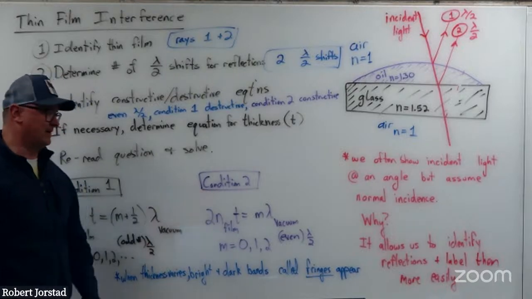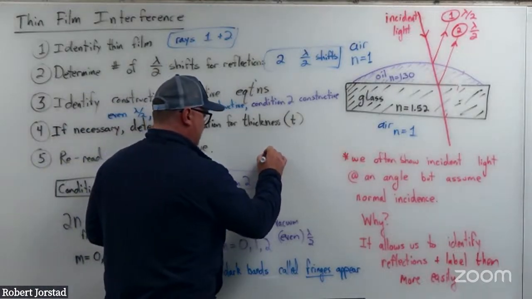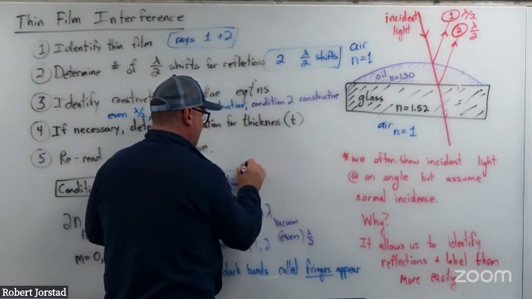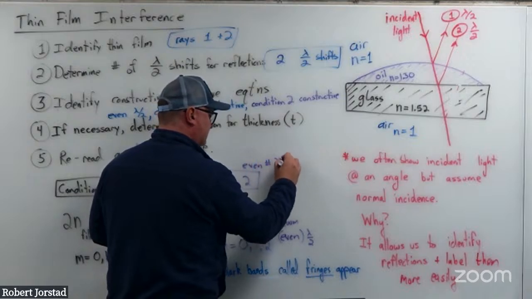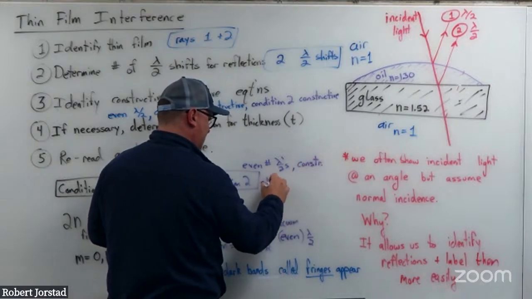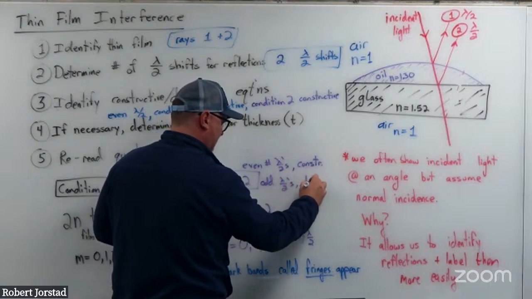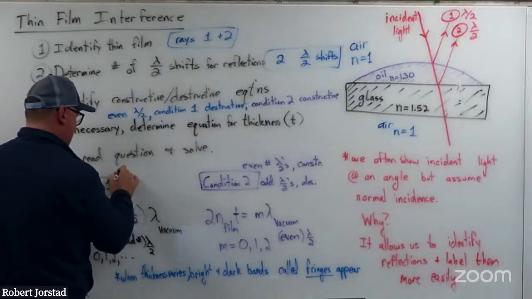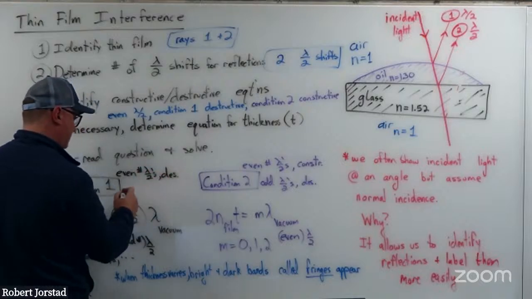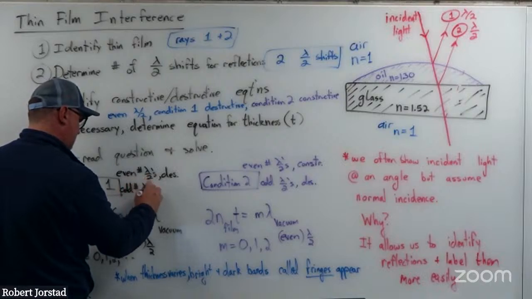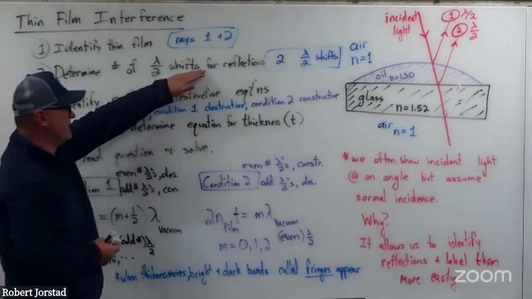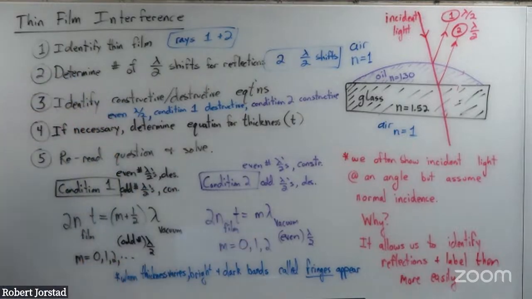If you have an odd number, well, let's just write this. Even number of lambda over 2s, constructive. Odd lambda over 2s, destructive. Similarly, over here, even number of lambda over 2s, destructive. Odd, constructive. Okay, so the combination of this and this is what gives you constructive or destructive.